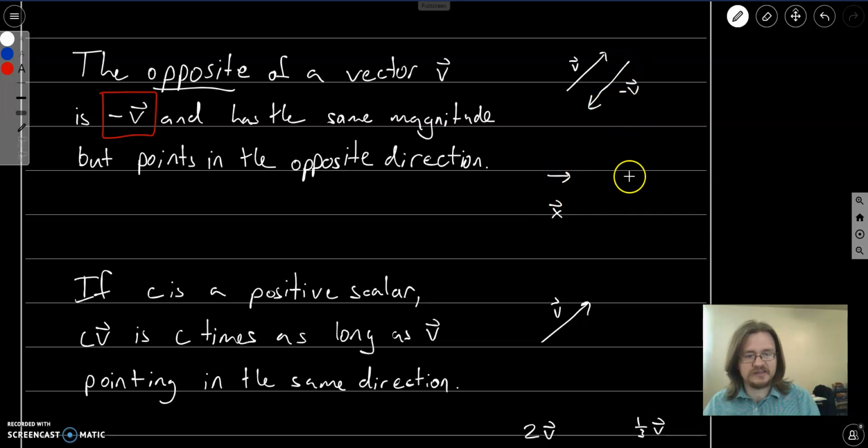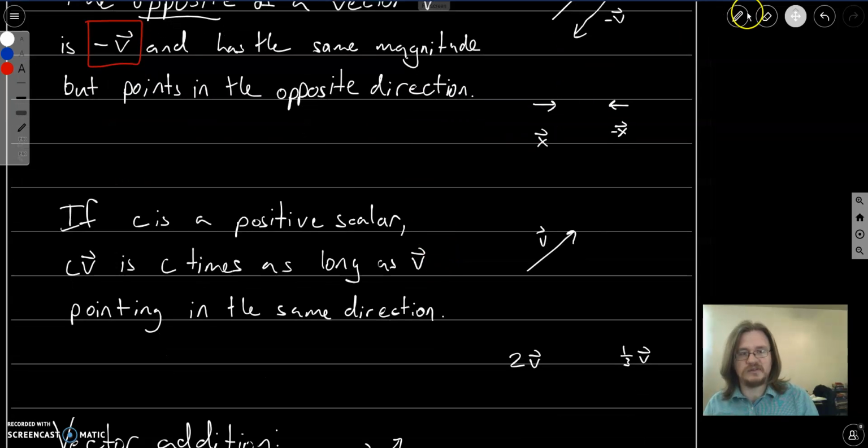Here we have the vector x, so we'll draw the same vector, just pointing in the opposite direction, and that is going to be my vector negative x. So there's not a whole lot to the opposite of a vector. It's pretty straightforward. But we can think of this as -1 times a vector. So what about other numbers?